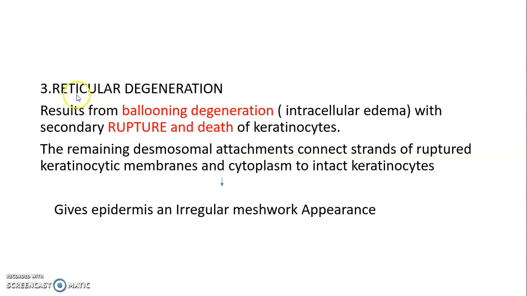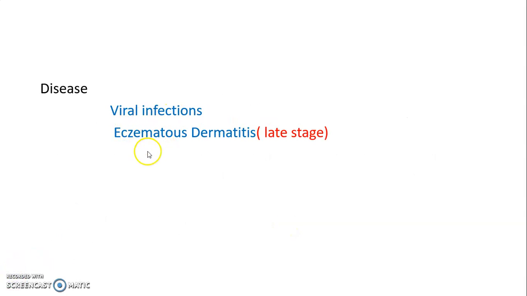Third mechanism of blister formation is reticular degeneration. It results from ballooning degeneration, that is intracellular edema, with secondary rupture and death of the keratinocytes. So in this, the keratinocytes are dead. The remaining desmosomal attachments connect strands of ruptured keratinocyte membranes and cytoplasm to the intact keratinocytes, giving the epidermis an irregular meshwork appearance. Viral infections and eczematous dermatitis are the examples.